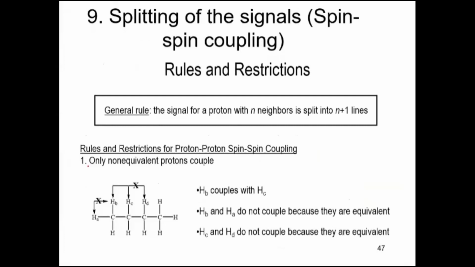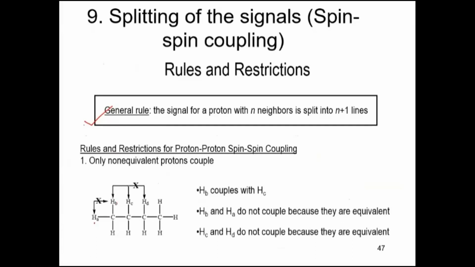Now, these rules and restrictions of the splitting signal will help you to interpret the NMR signal. The general rule, the basic rule: the signal for a proton with n neighbors is split into n plus 1 lines. We have seen this rule before also. So, rules and restrictions for proton spin coupling. First, only non-equivalent protons can couple.